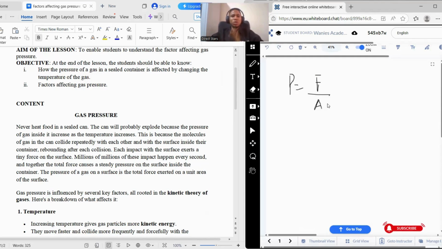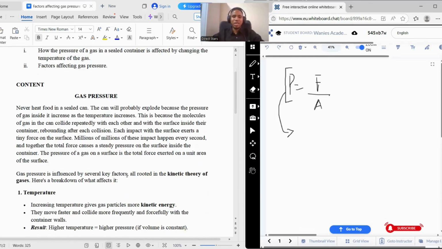So now, my question is, what really happens that we have this pressure? We have this pressure because there's an increase in temperature. You know, when there's an increase in temperature, the molecules in the gas move repeatedly, colliding with each other, and the velocity at which they move is so fast. So gas pressure is influenced by several key factors, all rooted in the kinetic theory of gases. Here is the breakdown of it.